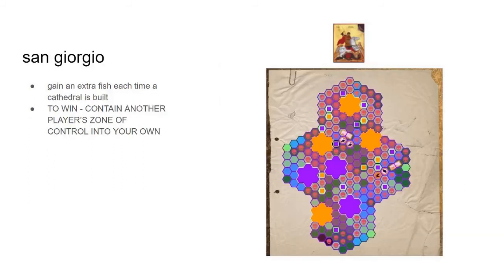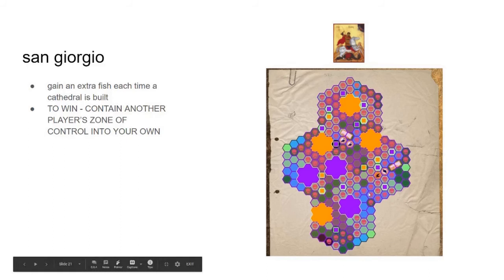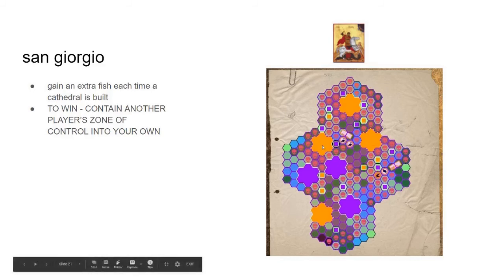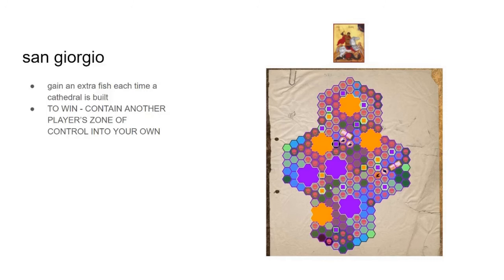We have San Giorgio, who deals with zone of control. And the way that he does that, his win condition is if your zone of control contains another player's zone of control, then you win. So in this example, purple's zone of control contains all of orange's zone of control. Now, it doesn't mean that orange can't do anything, because if they have mutual zone of control in a space, then whoever is first in turn order can manipulate that space if they choose to.